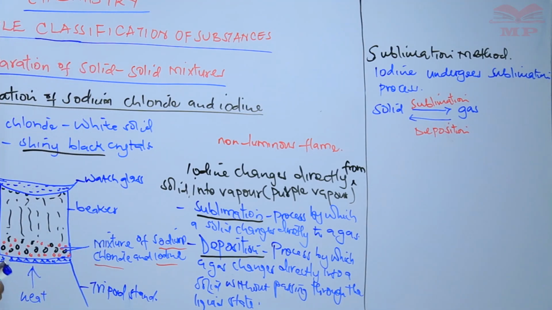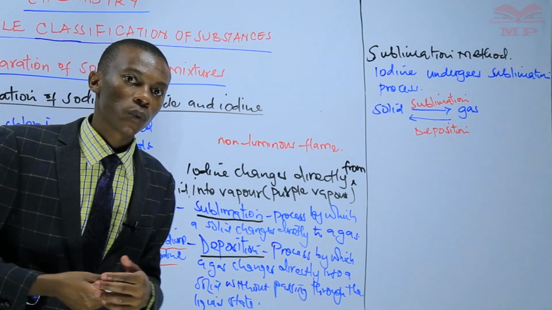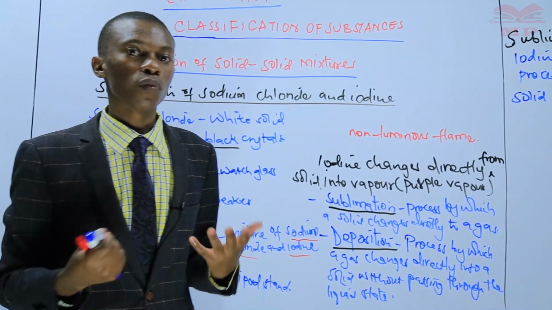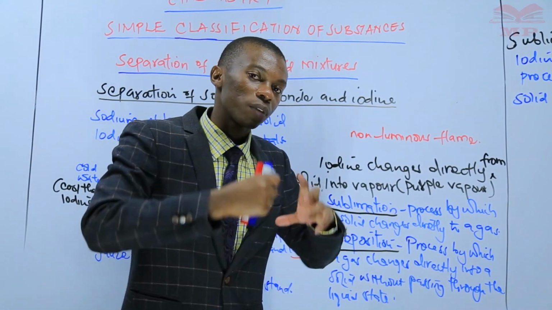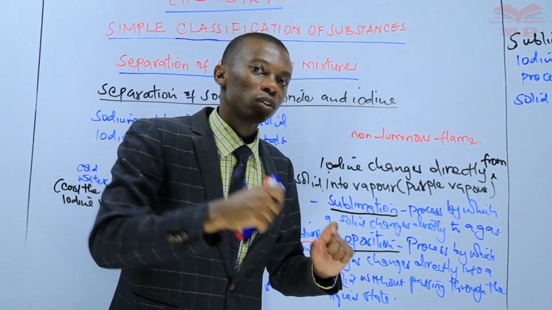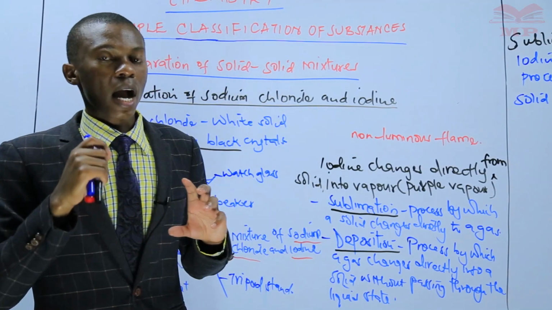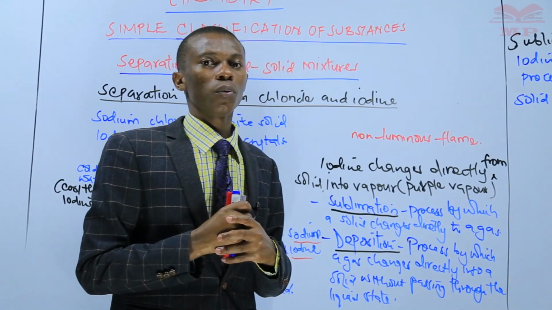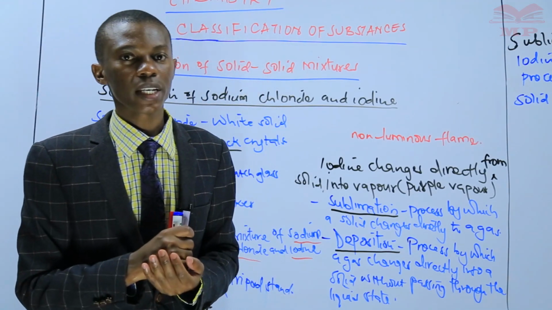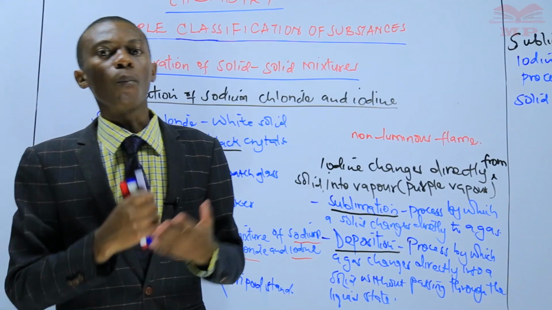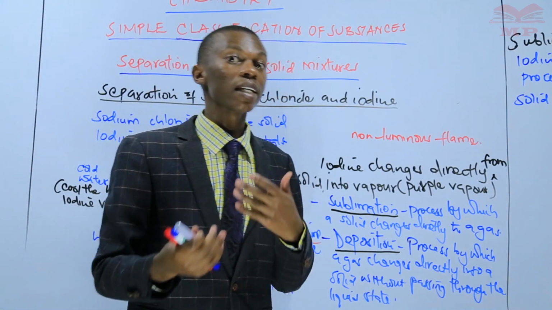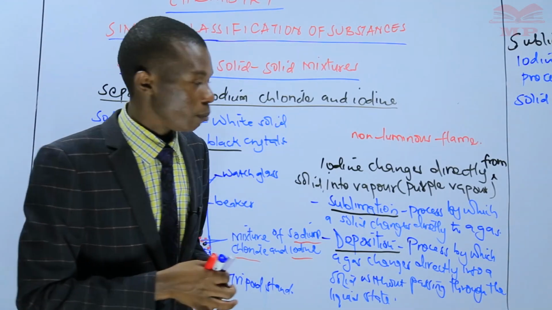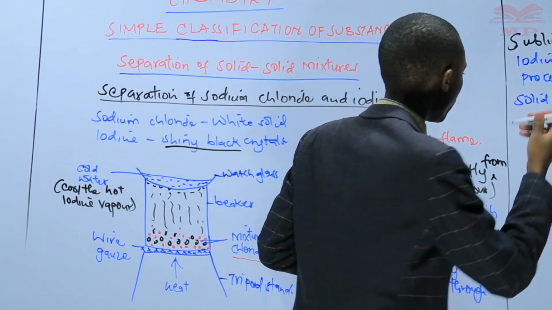I want to give you other examples of substances which can undergo the same process of changing from solid to gas directly. They include aluminium chloride and anhydrous iron 3 chloride. We have solid carbon dioxide. We have ammonium chloride. Those are just other examples of substances which can undergo the sublimation process. Maybe we can include them in our list.